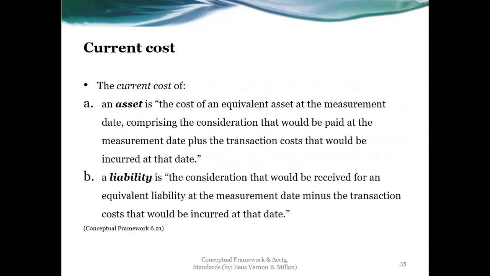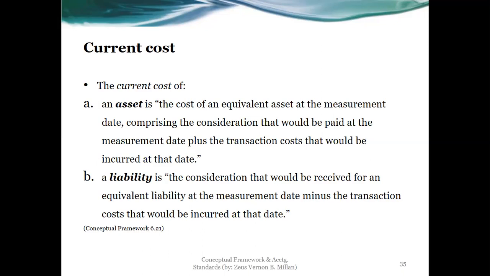Then current cost is also for asset or liability. For the asset, let's say there's a table that was already existing for 10 years. How much would be the cost of that particular asset if it is acquired in the current time? That is current cost, or the present time, like today. Liability, on the other hand, is the amount by which we will be paying that liability, which was already existing years ago, at the current time. That is the current cost.